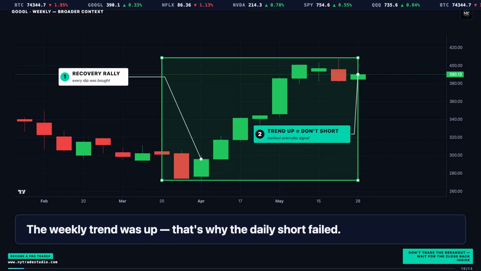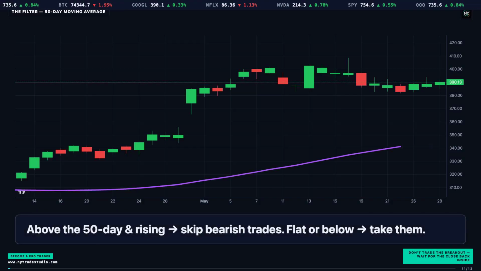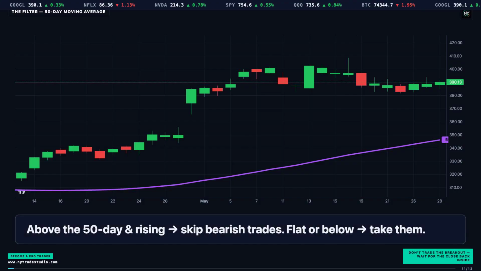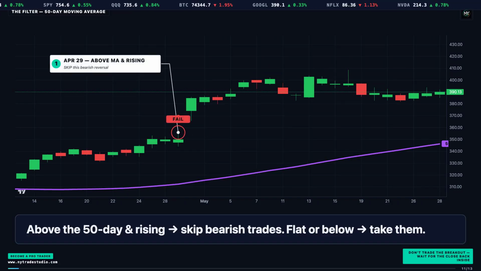Which brings us to the most important filter you can apply on top of this rule. Here is the filter. Add 1 line to your chart. The 50-day moving average. Look at the same Google chart. April 29th, the trade that lost. Price was above the 50-day moving average and the line was rising. That means the broader trend is up. Skip bearish trades when the trend is against you.